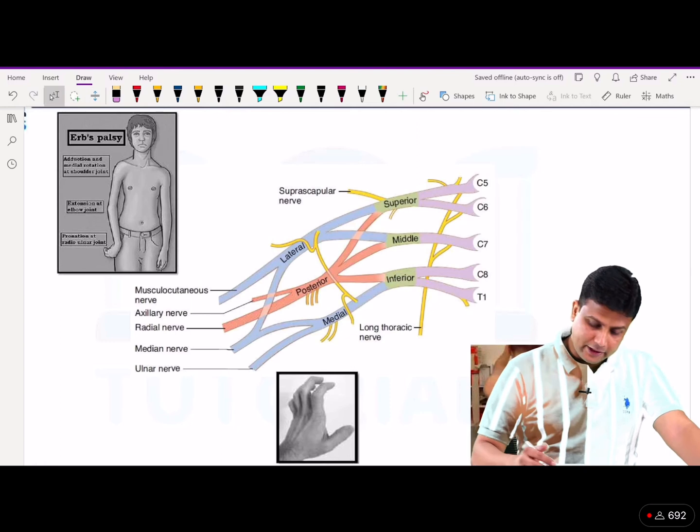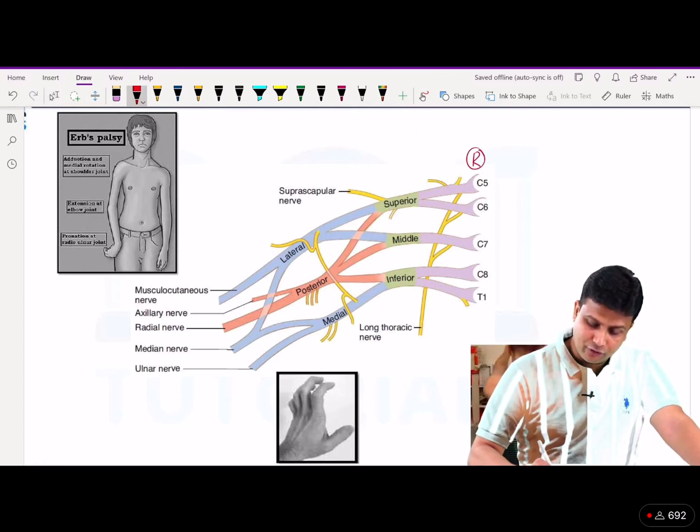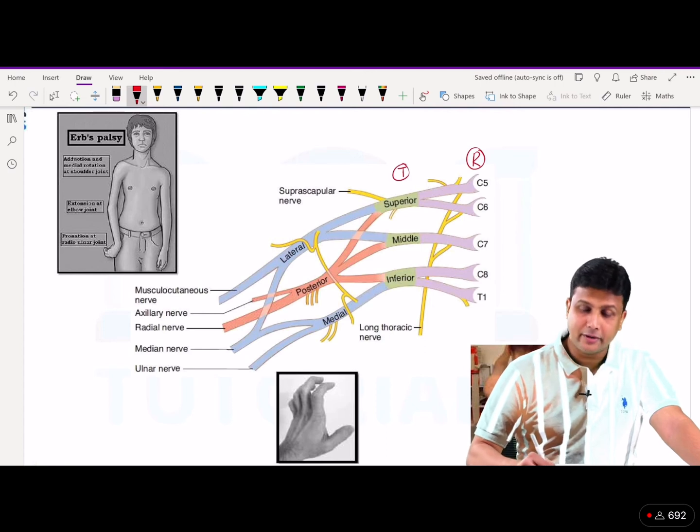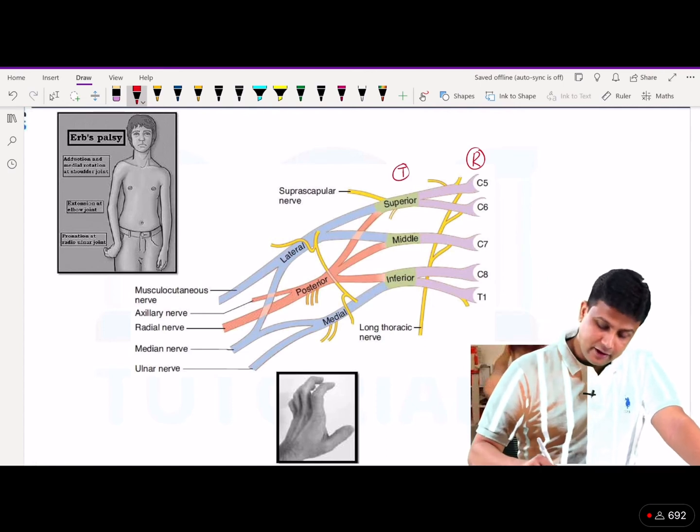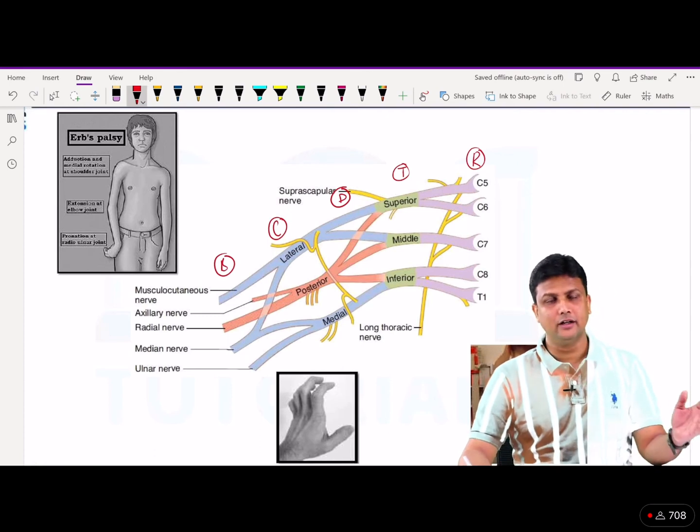So number one, the brachial plexus will be having roots here, and then the roots will actually combine to form the trunk. There will be 3 trunks: upper trunk, middle trunk, and lower trunk. And then trunks will divide into what, guys? Divisions, and divisions will combine to form the cords, and cords will finally give you what? Branches. There are like 5 parts in the brachial plexus.